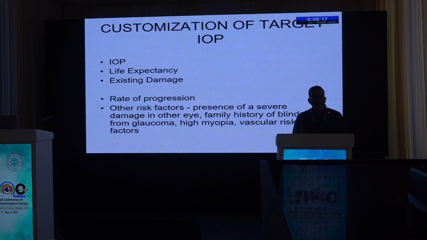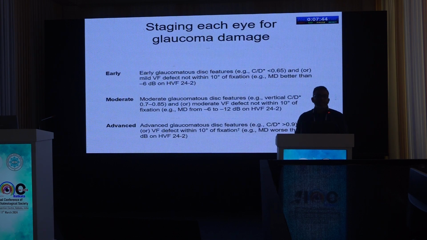Life expectancy of the patient matters. If it's a young patient, there are many more years for the disease to progress, therefore a lower target IOP is needed. Whereas if it is an elderly patient above 78 or 80, his lifespan may be shorter, so even a higher IOP may be acceptable in such cases. If the pre-existing damage at the time of diagnosis is very advanced, then you might need a further lower IOP. Other risk factors like one eye losing vision to glaucoma, or a family history of blindness from glaucoma, would make us choose a lower target intraocular pressure.